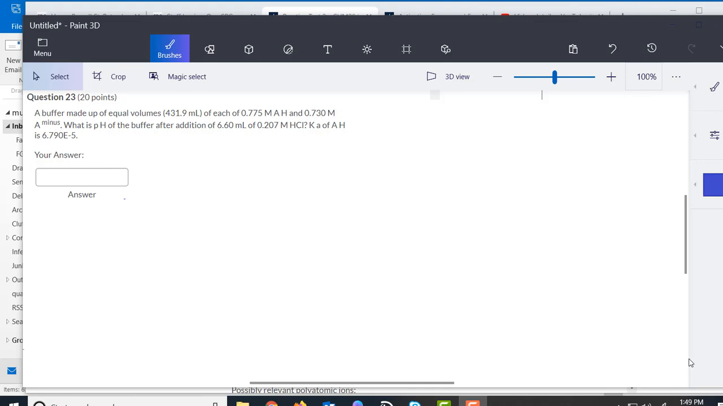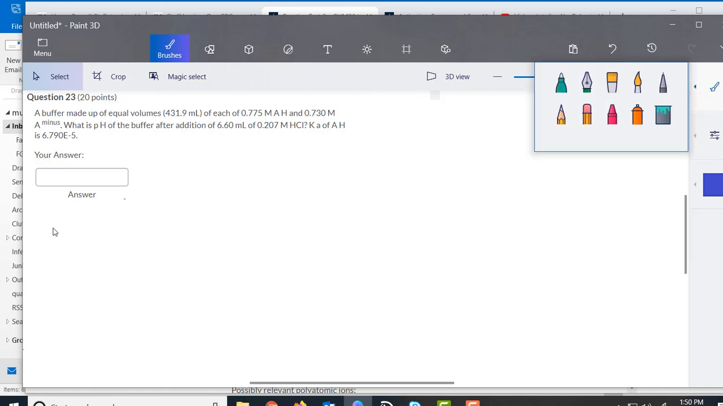So problem 23, you're given a buffered solution and you're asked to figure out what the pH would be after the addition, in this case, of HCl. But keep in mind, this could also be sodium hydroxide, in which case we're going to have to do things a little differently for that one, but I will show you where the differences would be if we were to use sodium hydroxide as we're going through the problem. So we're going to start off here with the initial moles.